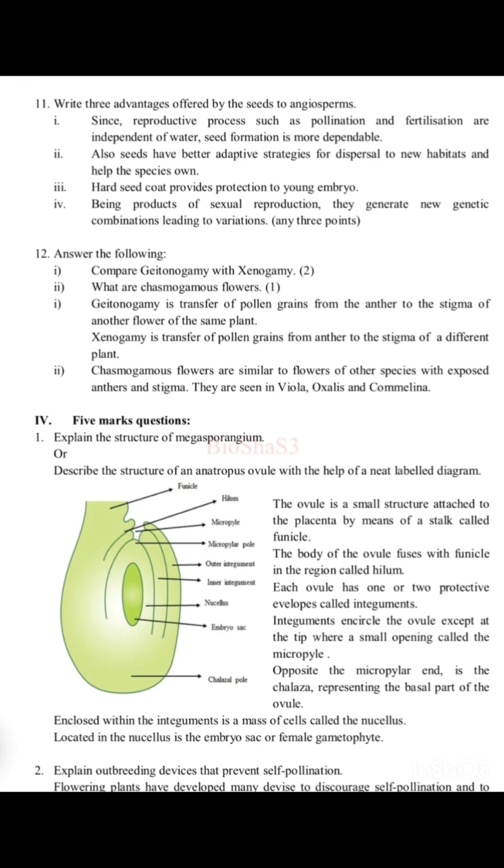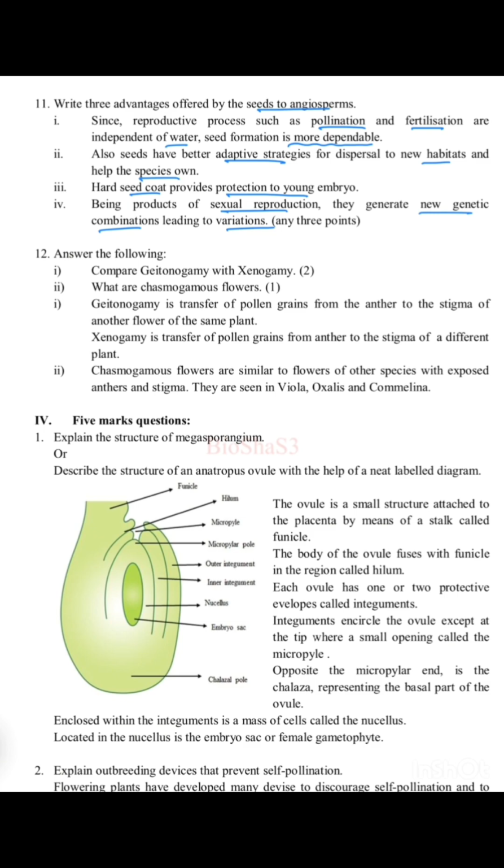Write 3 advantages offered by the seeds to angiosperms. Since reproductive processes such as pollination and fertilization are independent of water, seed formation is more dependable. Also, seeds have better adaptive strategies for dispersal to new habitats and help the species survive. Hard seed coat provides protection to the young embryo. Being products of sexual reproduction, they generate new genetic combinations leading to variation. You can write any 3 points. 4 points I have given you, so you can write any 3 points which are easy for you.